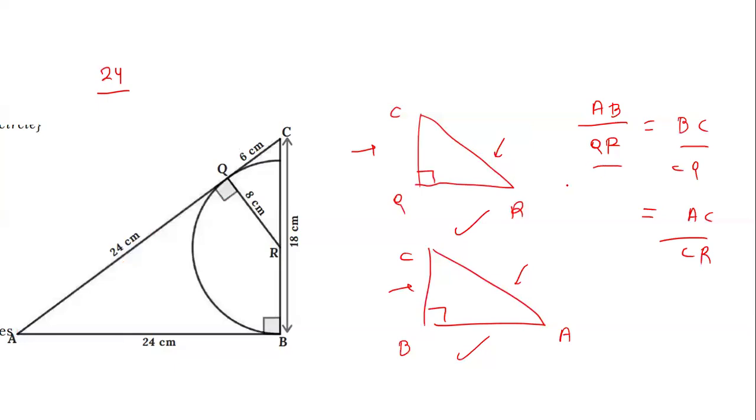Then what is the value of QR? QR we don't know till now. Then what is the value of BC? BC is given as 18. Then what is the value of CQ? We calculated this, it is 6. So from here you can calculate, 3. This will become QR equal to 8 centimeter, which I write here. So it is 8 centimeter.